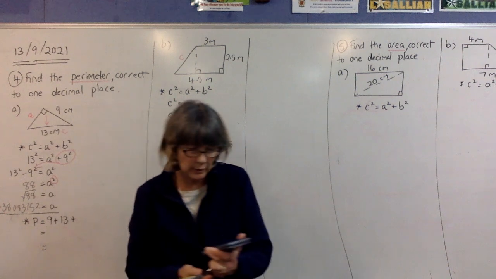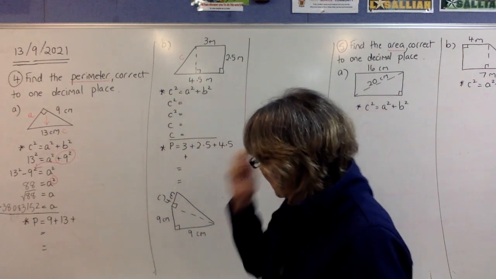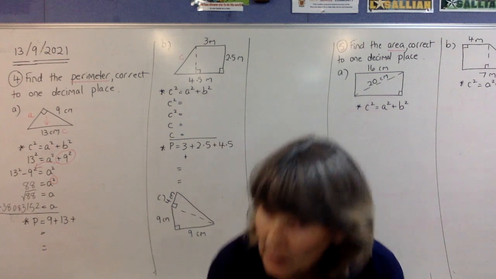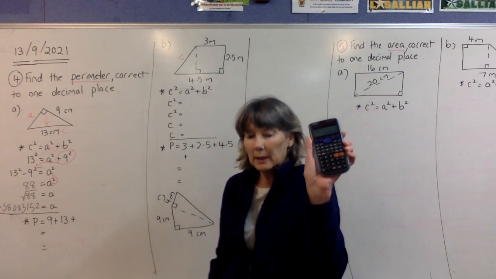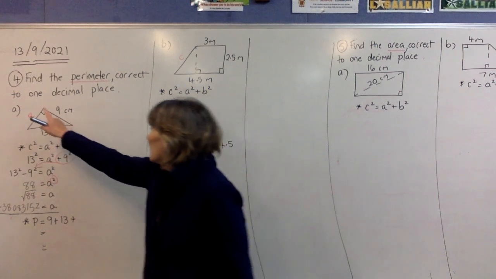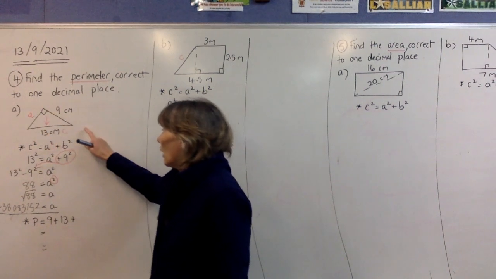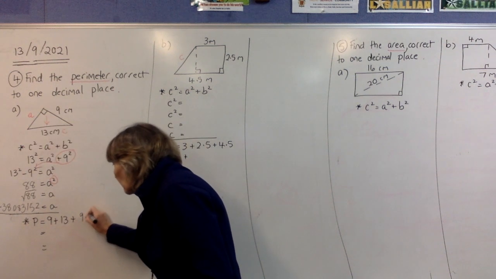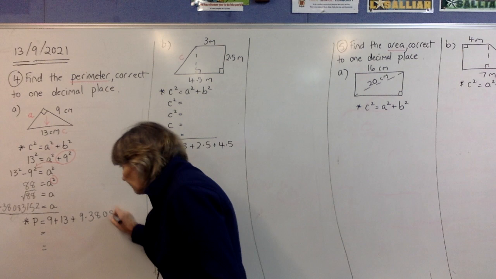Okay, we are not rounding off anything early. So I know it says 1 decimal place, but we do that right at the end. So just keep that number on your calculator. Don't clear anything. And we're going to add up all our sides now. So you've got to show the working. 9 plus 13 plus the side you just found. We're writing the whole lot down.